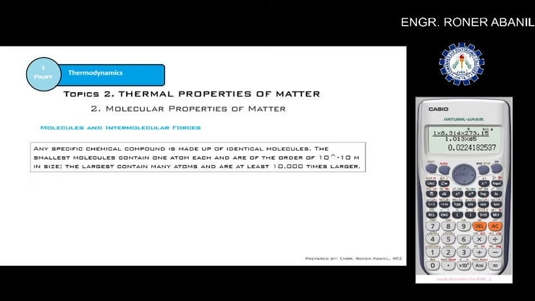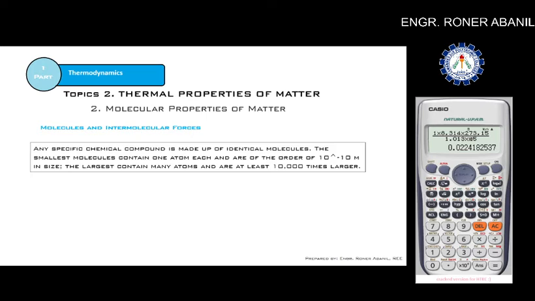So, any specific chemical compound is made up of identical molecules. The smallest molecules contain one atom each and are of the order of 10 raised to negative 10 meter in size. The largest, which contain many atoms, are at least 10 times larger.